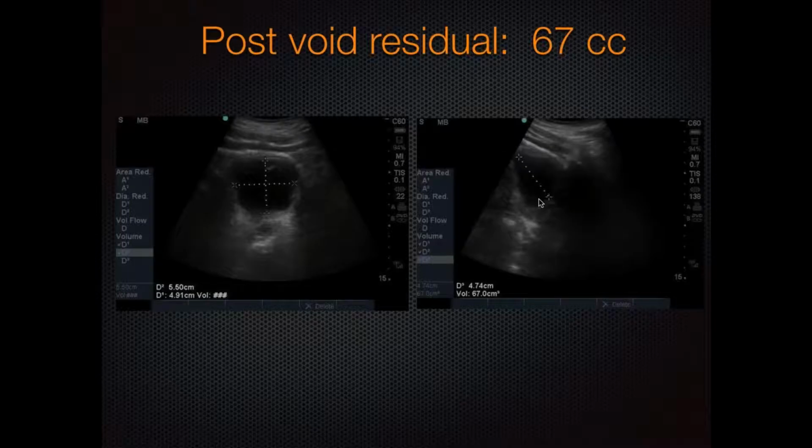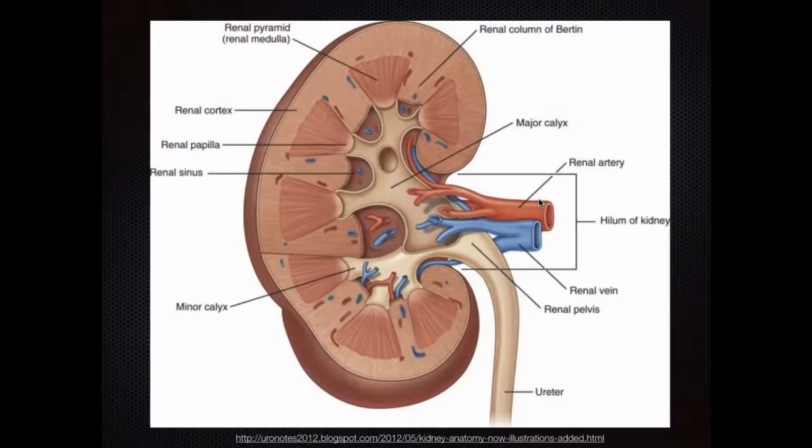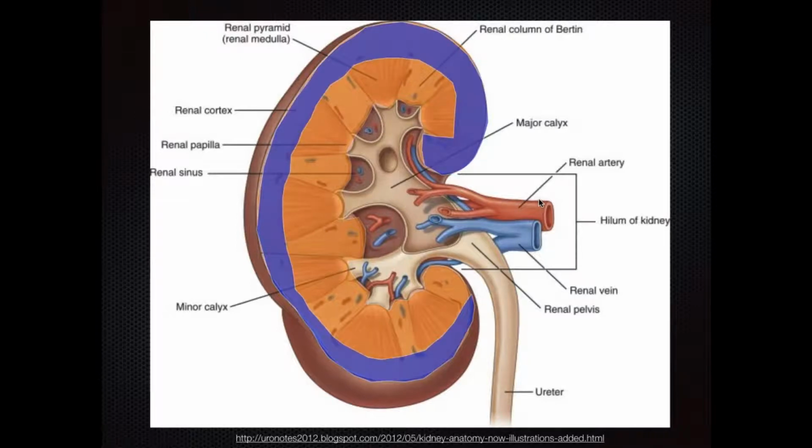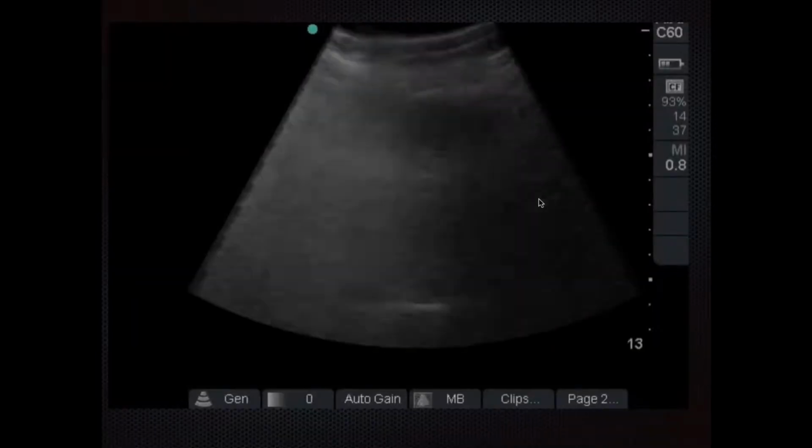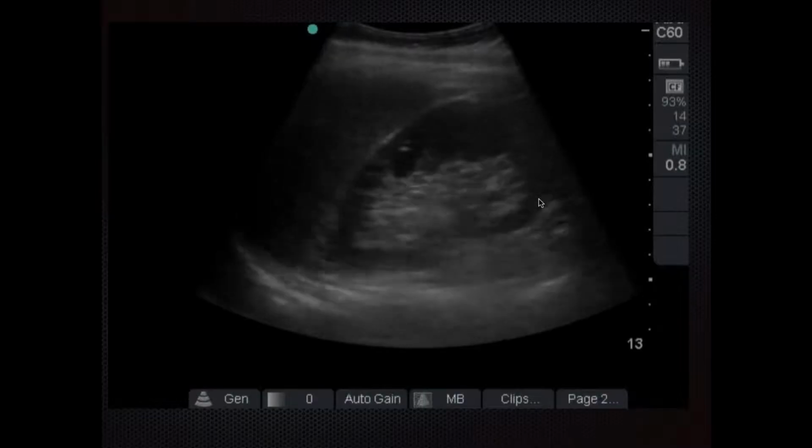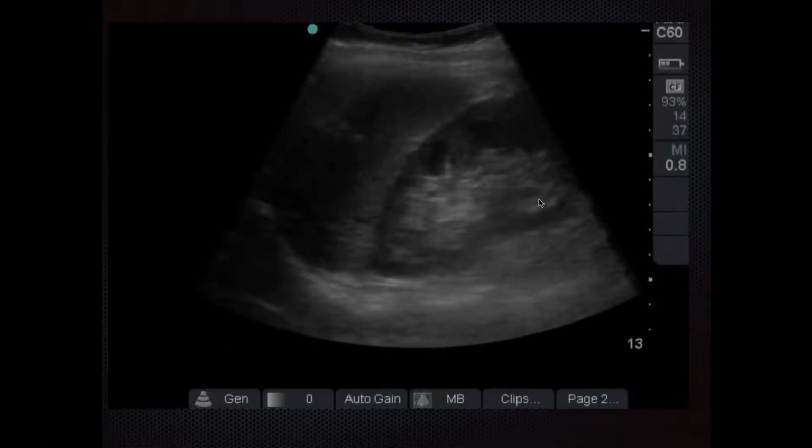So what do you think might be going on? What we saw was a lot of anechoic region within the kidney. So let's kind of touch on what the kidney anatomy looks like. Okay, so you have your renal parenchyma, which is outlined in orange here, renal cortex in blue, and then the hypoechoic areas that are kind of triangular shaped would typically be the renal pyramids. Okay, so that's what a kidney might look like on an ultrasound.